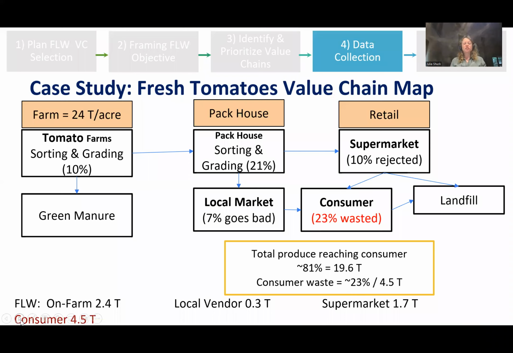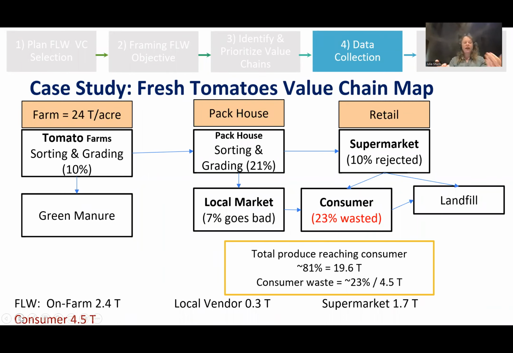So we'll go ahead and show you briefly what this ended up looking like. Working with FPC on how we wanted to manage the data and put everything together, we took a value chain map, and we see that with tomatoes, they yield about 24 tons of tomatoes per acre in a year. During that time, when they're sorting or grading on the farm, about 10% get rejected, and they left that in the field as green manure.